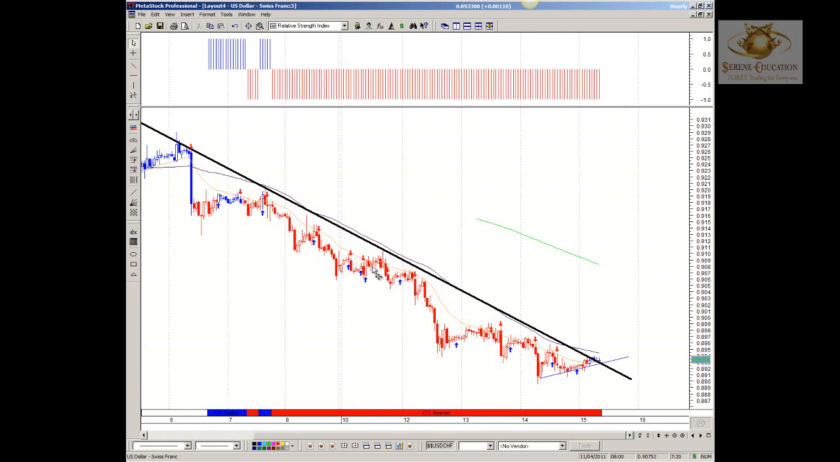Here we go. Swing low, swing low, swing low. Definite, beautiful trend to the downside. However, we are seeing consolidation taking place. And are we going to see prior support and resistance being retested for further downside movement?